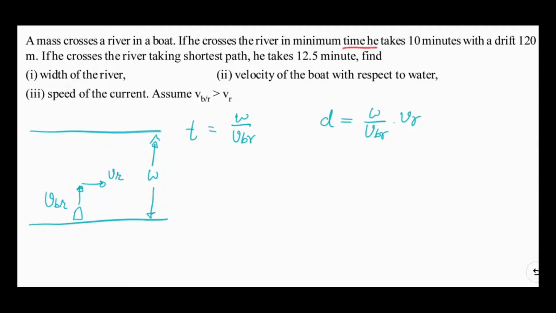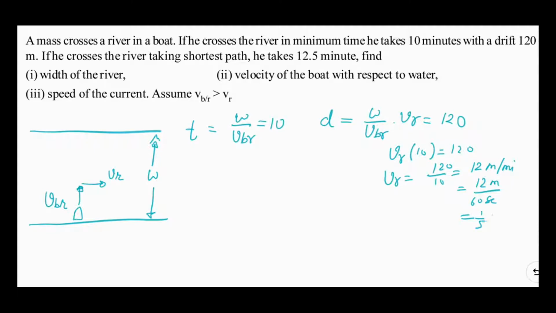It's given to us that it takes him 10 minutes and a drift of 120 meter. So this drift is given to us as 120 meter and this time is given to us as 10 minutes. So I can put the time here. So I will get VR into time, which is 10 minutes, is equal to 120 meter. So VR is going to be 120 by 10 or 12 meters per minute. We should not give the answer in meter per minute, so I will convert it in seconds. So it's going to be 12 meter by 60 seconds or 1 by 5 meter per second. So this is the velocity of river current.